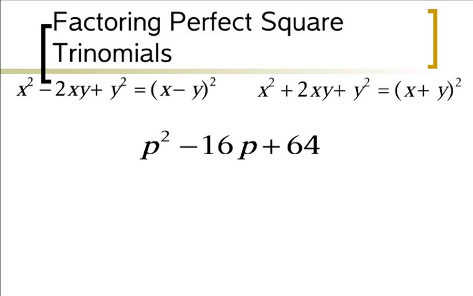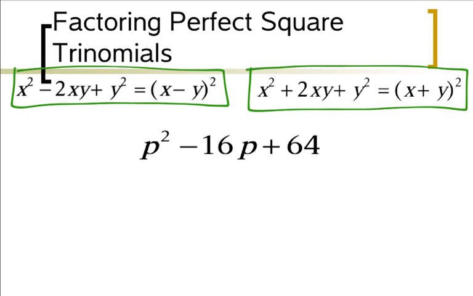Alright, in this lesson we're going to take a look at factoring perfect square trinomials. What we're looking at here on this slide, you see these first two equations. These are actually formulas that we're going to be using. And we're looking at this problem here, the p squared minus 16p plus 64.